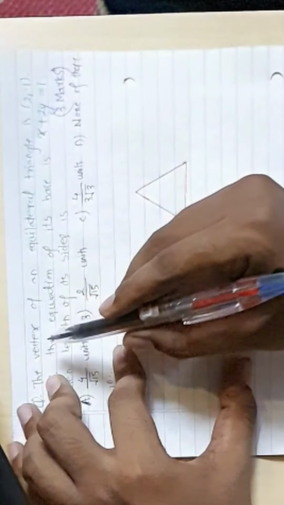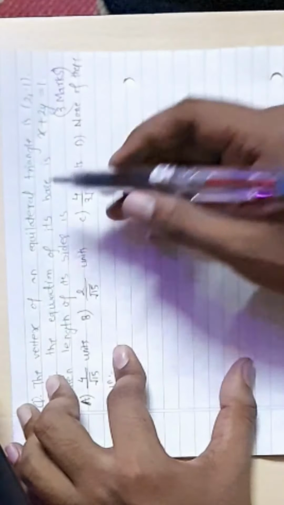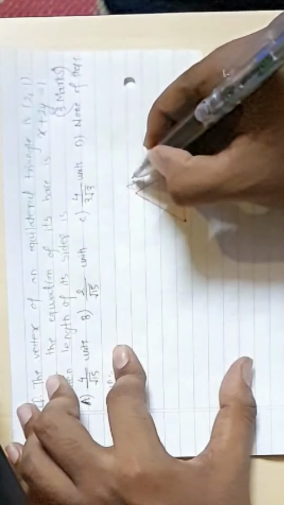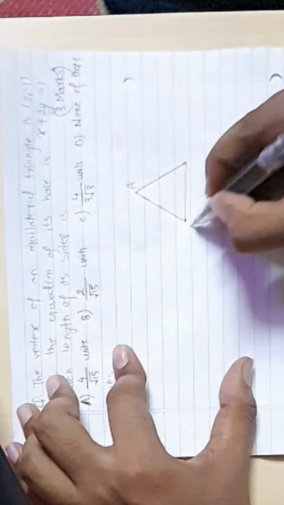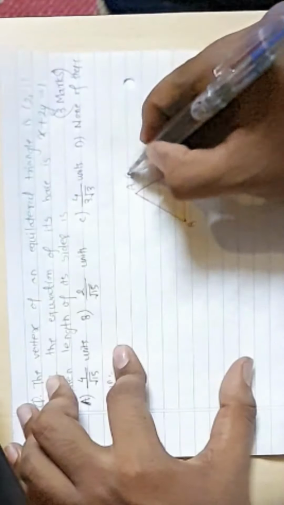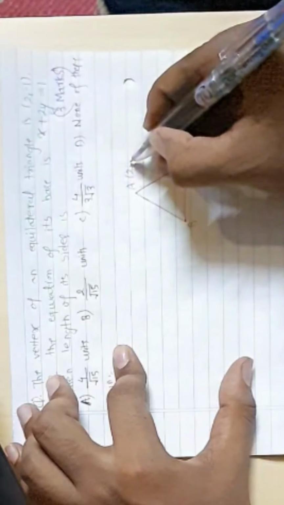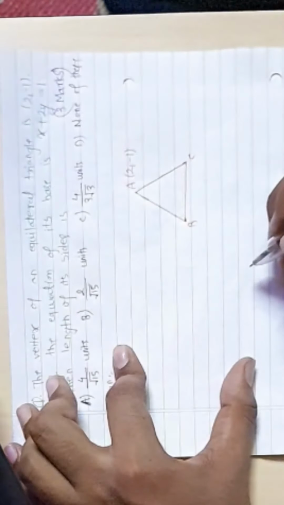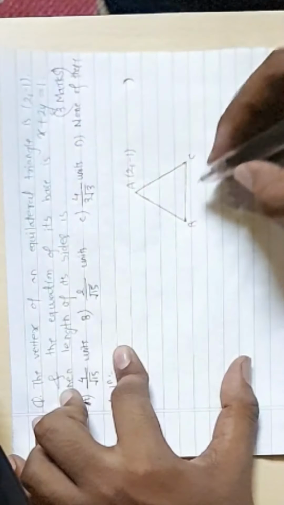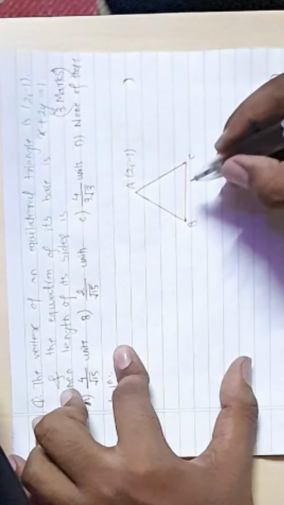What is given in the question? The vertex of an equilateral triangle. So suppose this is A, B and this is C. So the vertex A is given as (2, -1) and the equation of its base is x + 2y = 1.